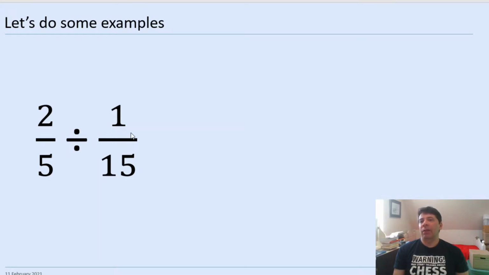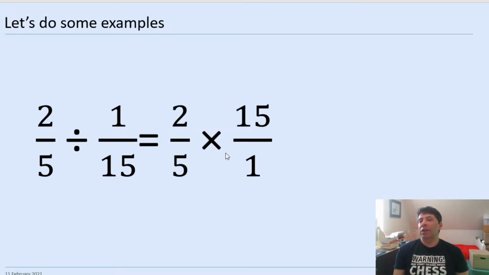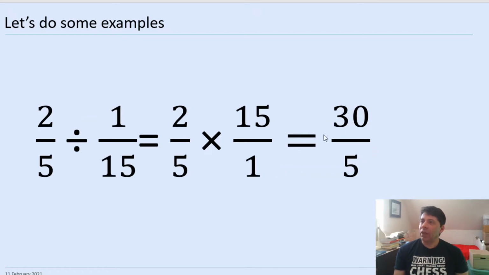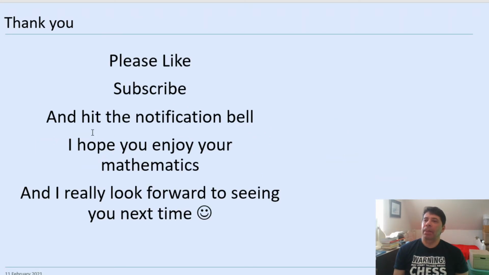So 2/5 divided by a 15th. 2/5 times 15 over 1. We get 2 times 15, which is 30. We get 5 times 1, which is 5. And then we can cancel this down. So what goes into 30 and 5? 5 does. Which leaves us with 6 over 1, or just 6. Which is what we worked out, just sort of reasoning instinctively.